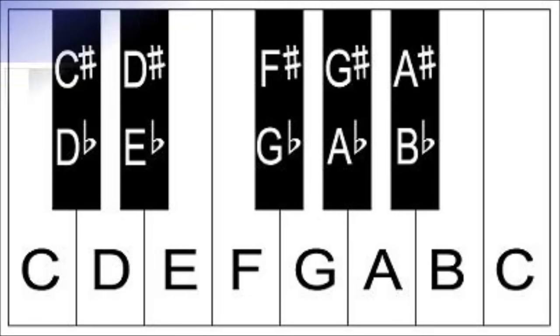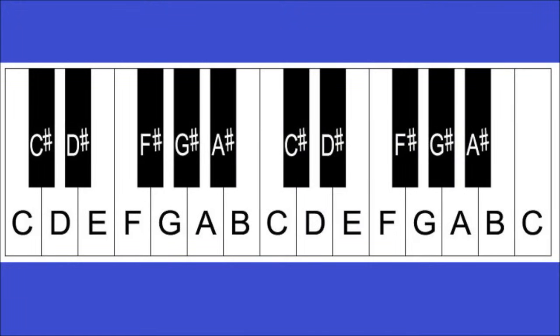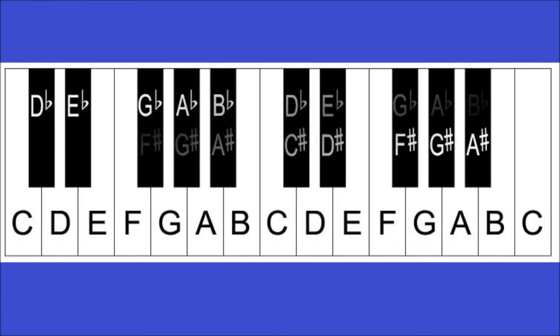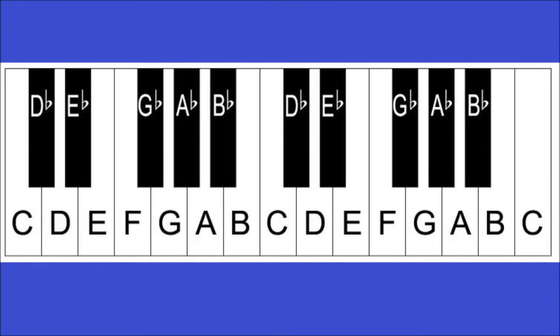Using natural notes and sharps only, the 12 keys on your piano are named C, C sharp, D, D sharp, E, F, F sharp, G, G sharp, A, A sharp, and B. Using natural notes and flats only, the 12 notes on your piano are named C, D flat, D, E flat, E, F, G flat, G, A flat, A, B flat, and B.